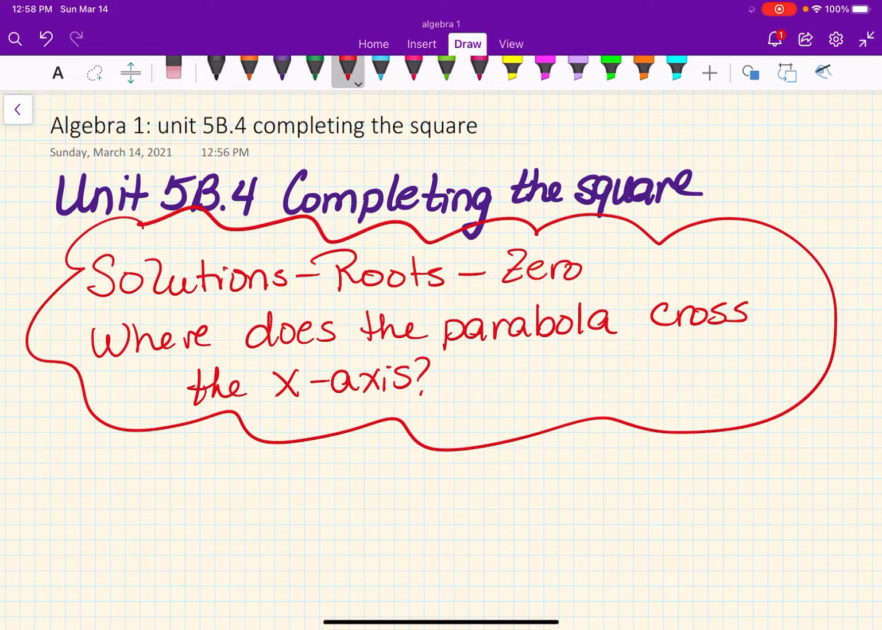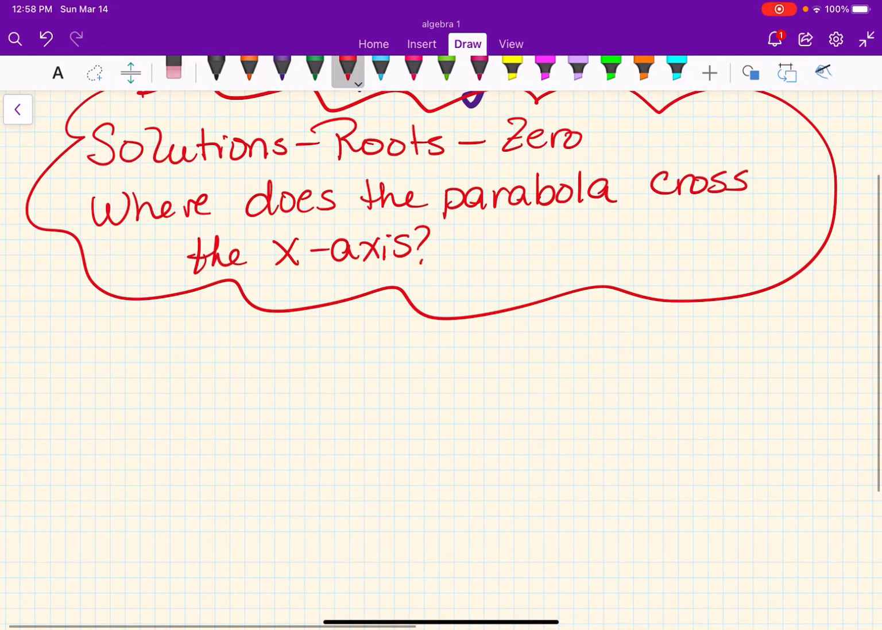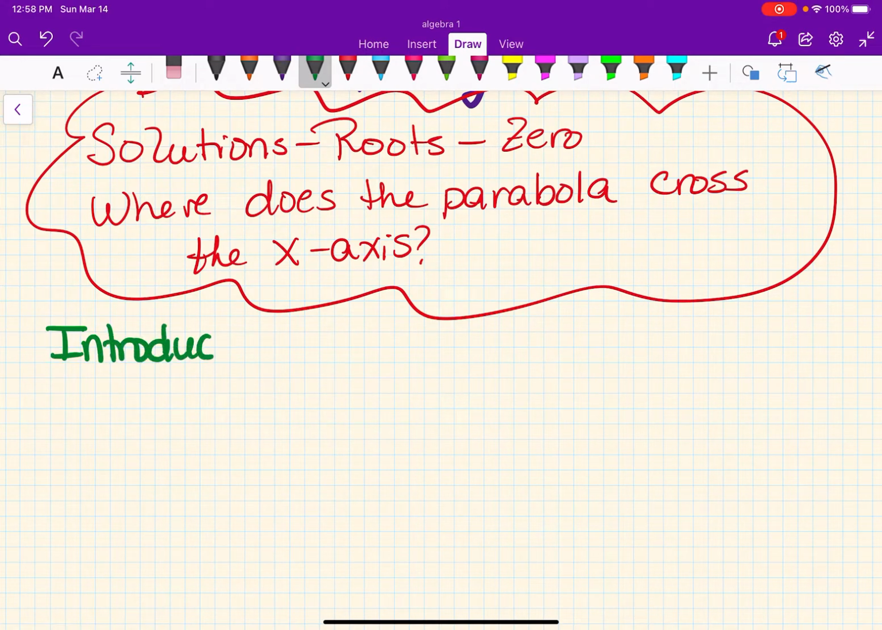Before we do completing the square, I want to show you why we're doing this. This always seems to be the question of why we're doing this, okay? So I want to show you something. This is not completing the square. This is the introduction. So you can see where completing the square comes from and what we're doing and where the numbers are going.